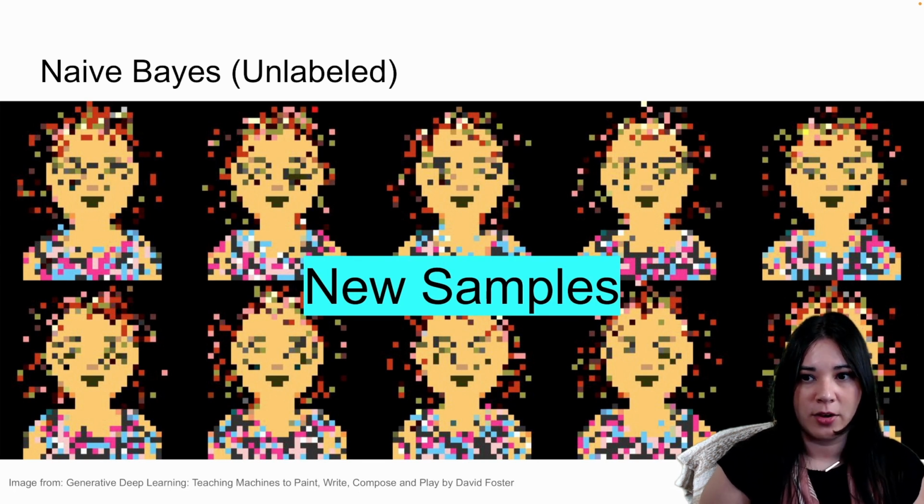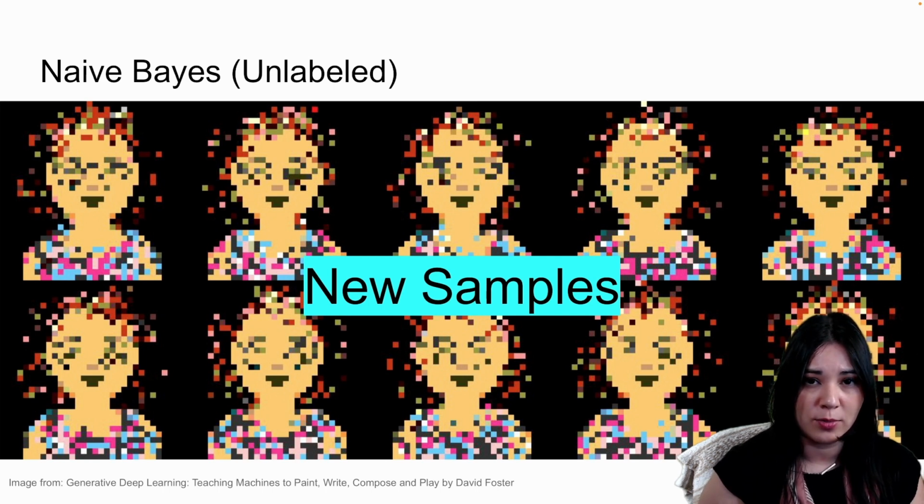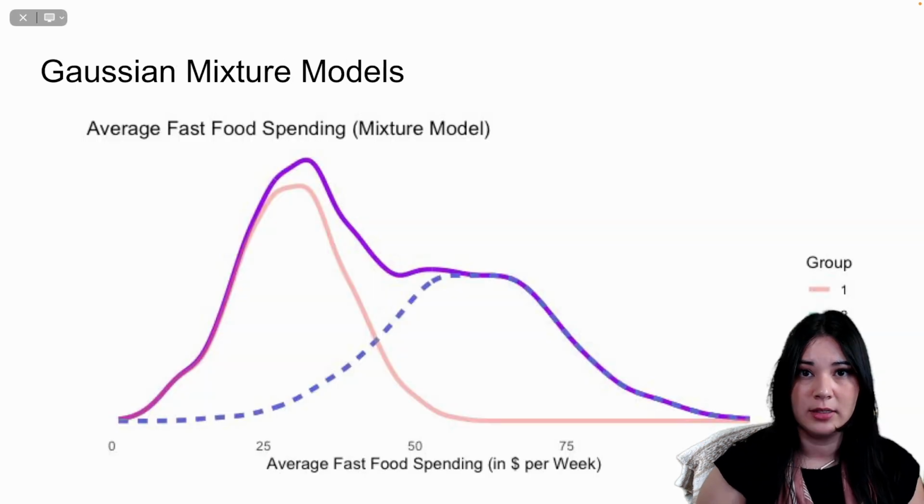This is because our model is not taking into account the fact that nearby pixels are probably going to be similar colors and represent similar features. And this is something we might want our generative models to be able to do. Next, let's talk about Gaussian mixture models and how those could be generative models.